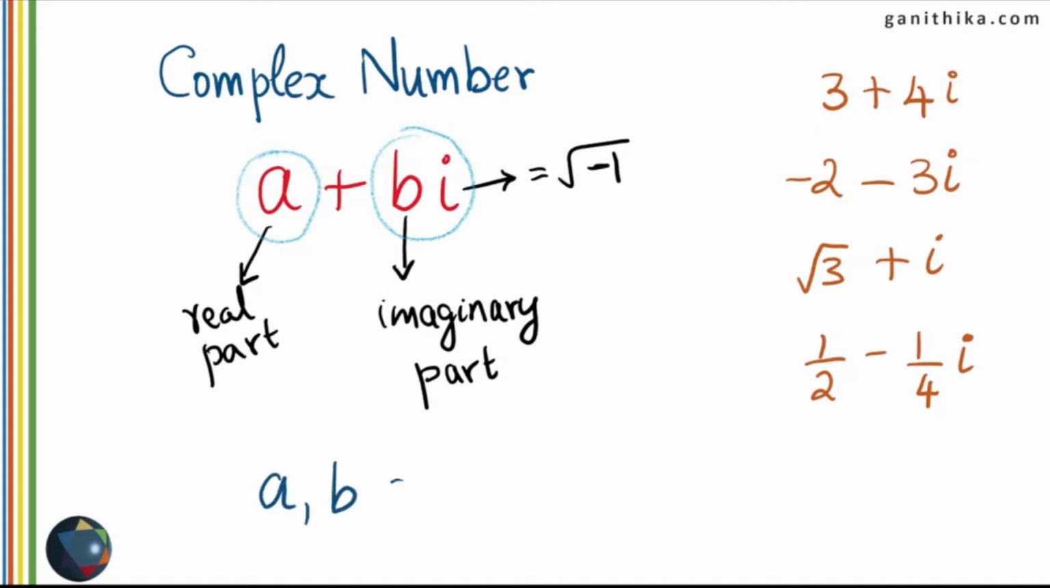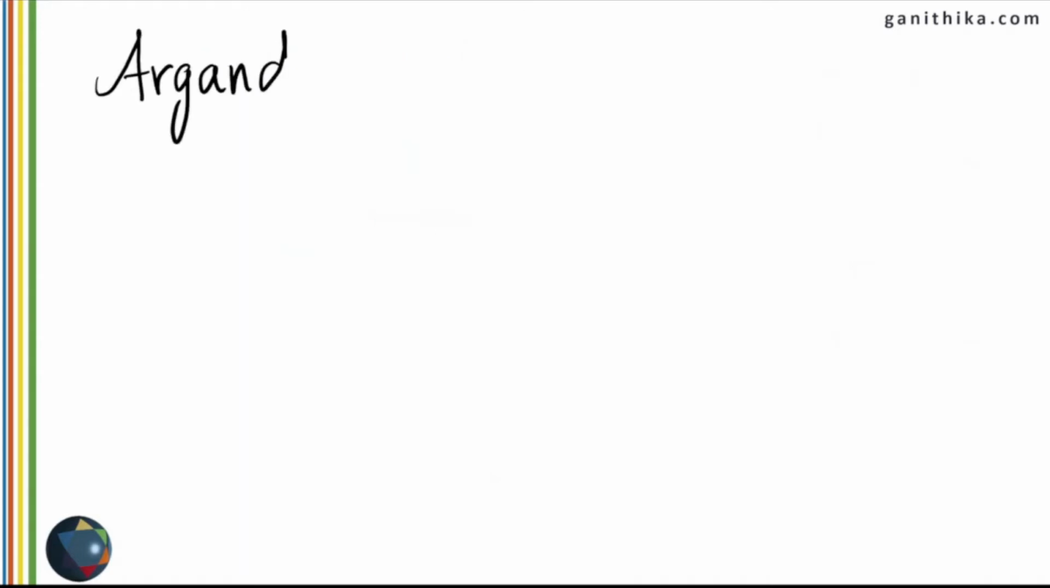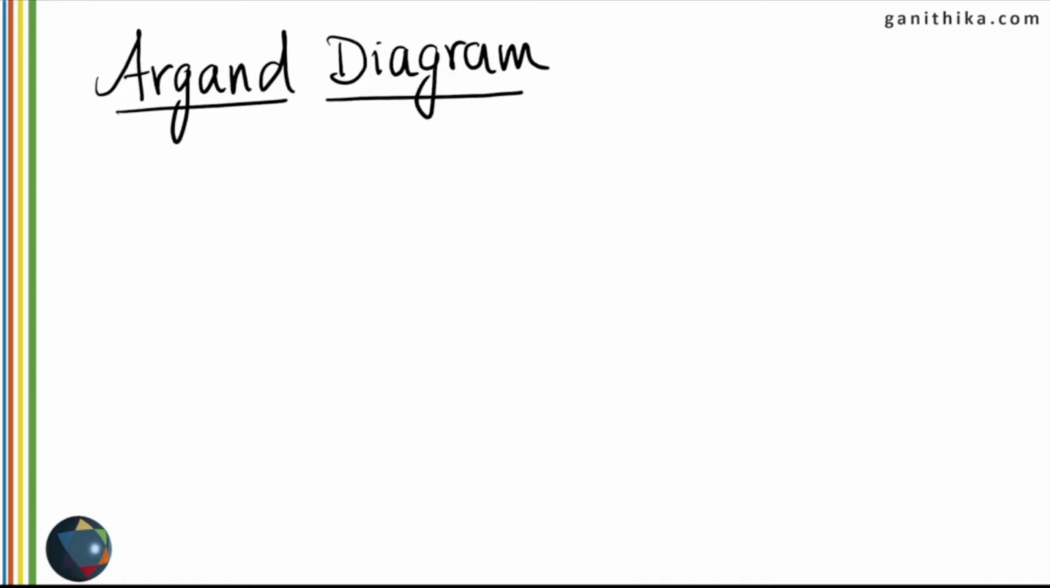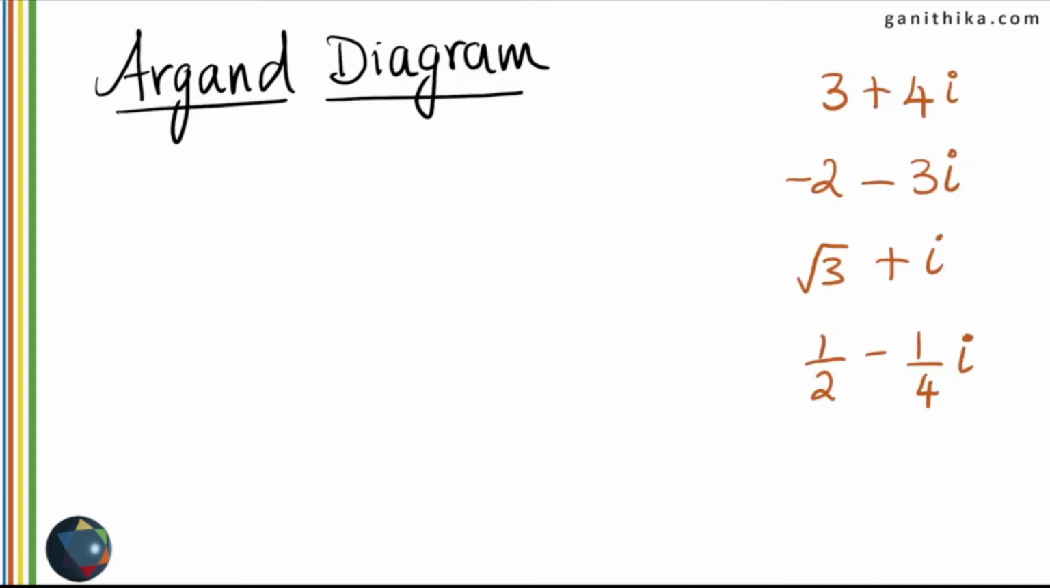We also know that a and b are real numbers. a or b could be 0. If a is 0, we get bi, which is a purely imaginary number, and if b is 0, we get a, which is a purely real number. And we already know all these things. So let's see how to represent a complex number in the Argand diagram.